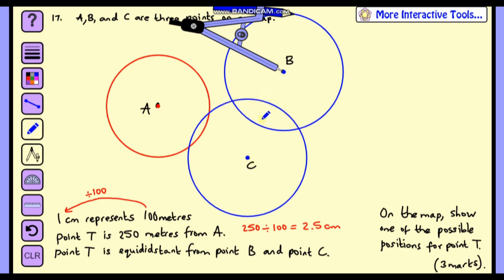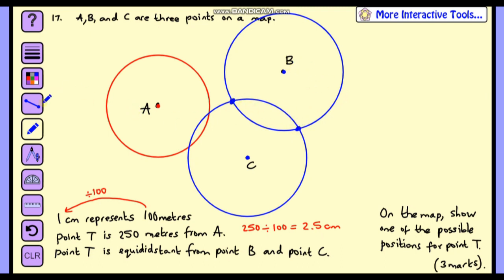If your compass isn't over halfway, if it's under halfway, you'll get two separate circles. So it needs to be over halfway. Now let me get rid of the compass. Now notice there are 2 points of intersection. This point here and this point here are both equidistant between C and B, because we know these compass lines are the same. Obviously this point is closer to C, this point is closer to B, but these 2 points are exactly the same.